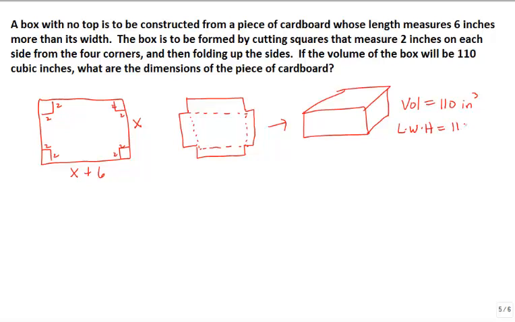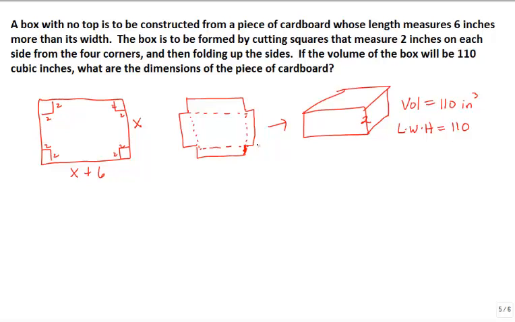So we want to use that to come up with an equation that we can solve for x. So in order to do that, we need to come up with what these dimensions of the box are in terms of the x's that we have over here. So let's think about this for a moment. If we're cutting out a square of 2 inches by 2 inches, that creates this little gap here. And when I fold this flap upwards, that height of that box is exactly this distance right here, which is 2 inches tall. So the height of my box over here is 2 inches.